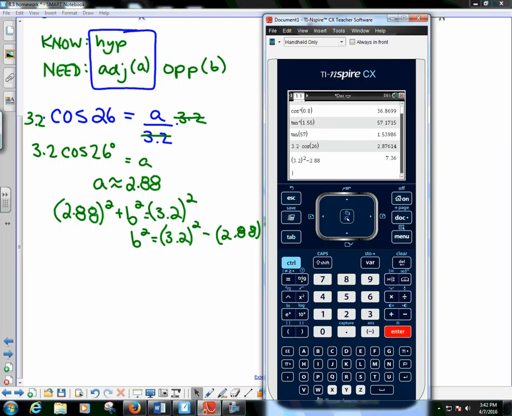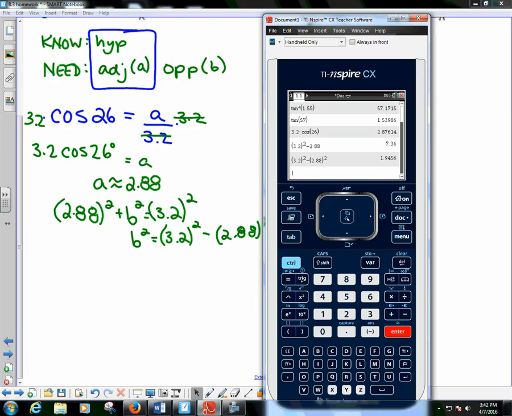So I need to know what 3.2 squared minus 2.88 equals. Nope, I did it wrong. 3.2 squared minus 2.88 squared. My apologies. Gives me 1.9456.